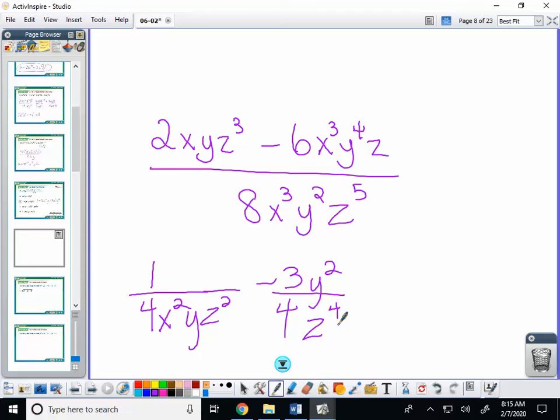So we could still have stuff left in our denominator, couldn't we? It just depends on what our exponents look like. And they're two separate problems. Don't try to put it all over something. It's two separate terms. Okay, so we are dividing a polynomial by a monomial today.